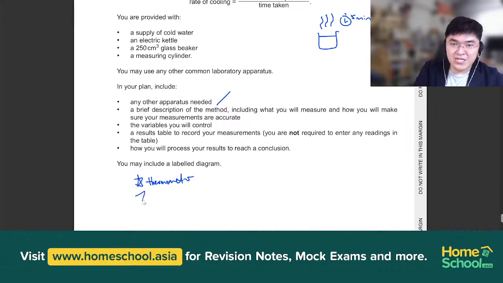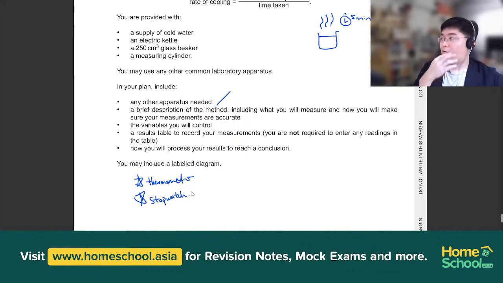And of course, we also need a stopwatch. We need to find out how much it cools, so we need the time. Let's say you want to wait for things to cool for 5 minutes. How are you going to time yourself for 5 minutes? So you need a stopwatch and a thermometer. Okay, good. So we need an additional thermometer and a stopwatch.